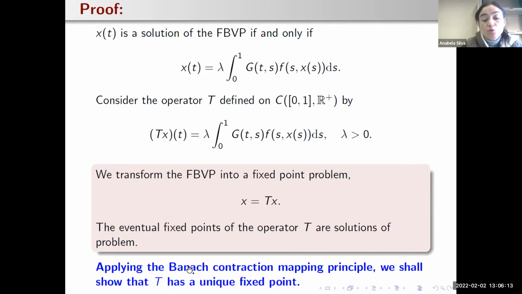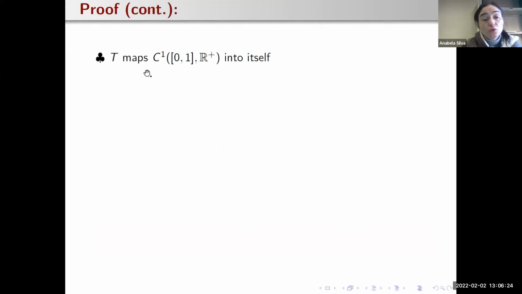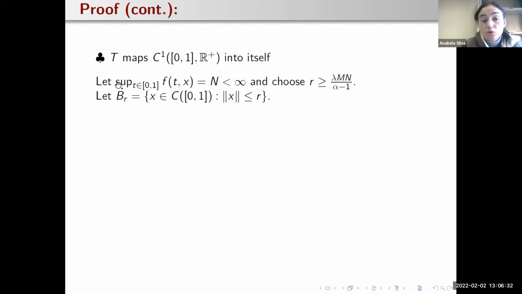It is because of that we apply the Banach contraction principle. With this principle, we will show that T has a unique fixed point. This is the idea of the proof. To do that, we first prove that T maps C[0,1] R plus into itself. To prove this, we consider this supremum of the function f. We choose an R which is greater than that. Since alpha is not equal to 1, this is defined. And we consider the balls such that the norm of x is less or equal than R.